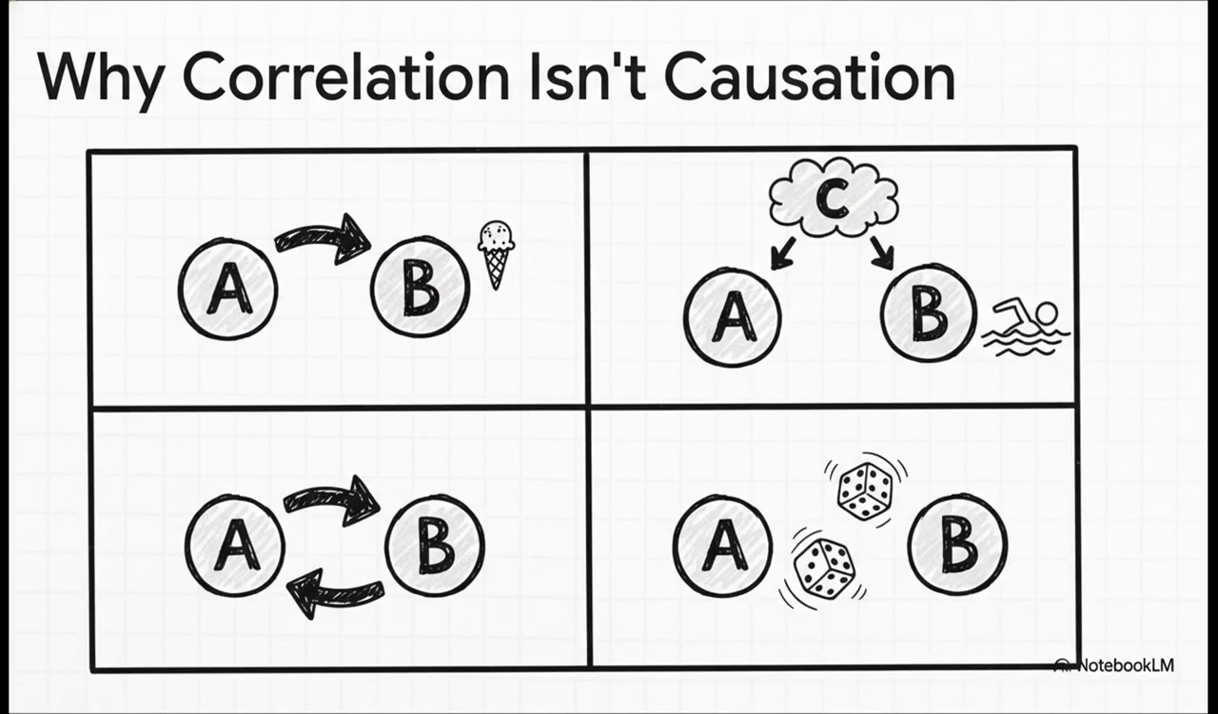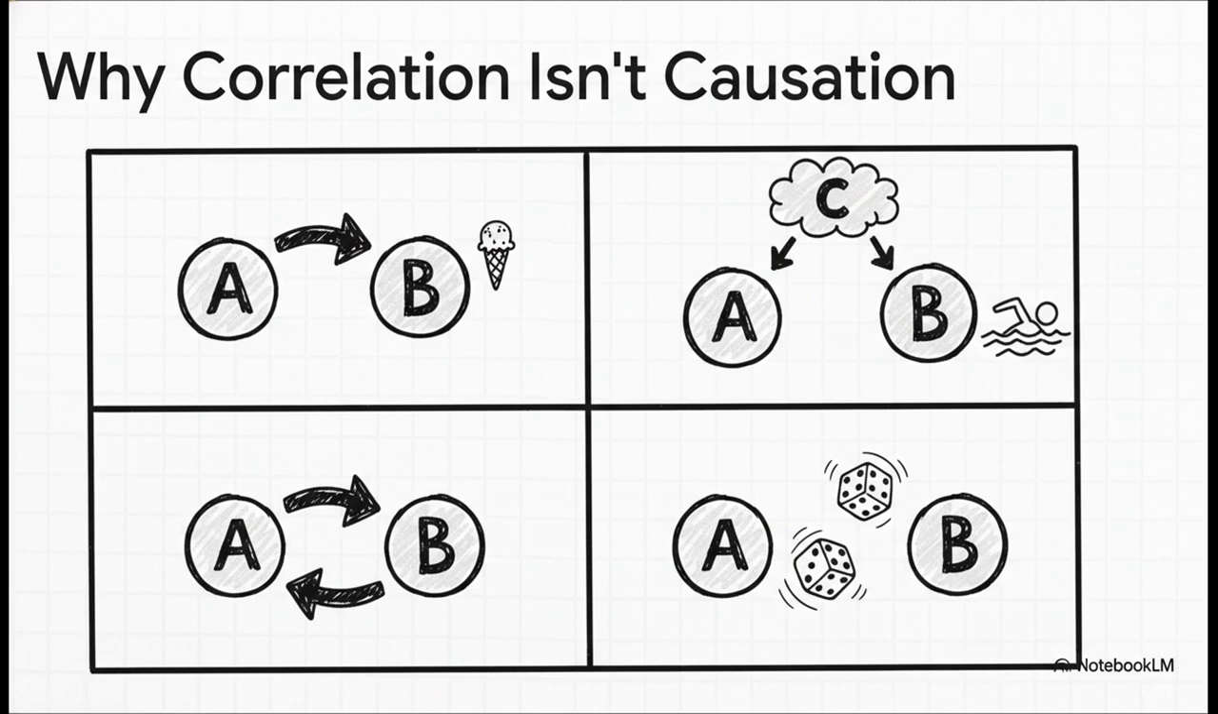So why is this true? Well, there are a few big reasons. Maybe you have it backwards, reverse causation. Or, like our ice cream and drowning example, there's a sneaky third factor, a confounding variable. In that case, hot weather, that's causing both. It could even be a two-way street, where A causes B and B causes A. Or, and this happens more than you'd think, it could just be pure dumb luck.